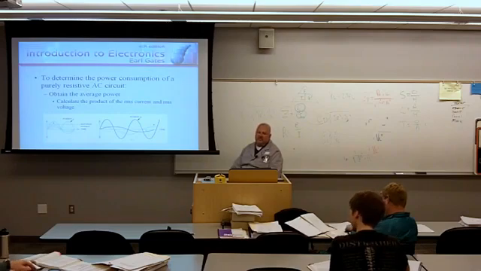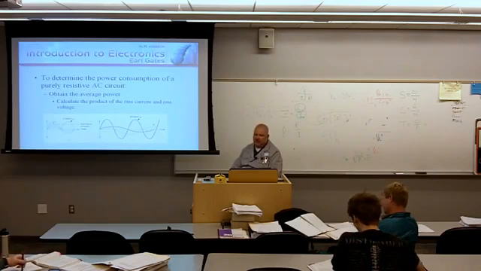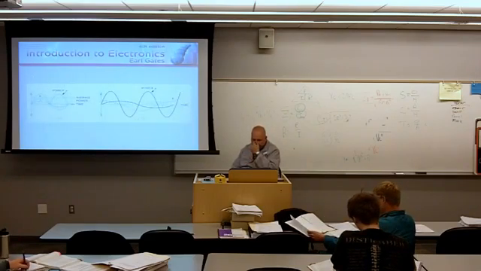To determine the power consumption of a purely resistive AC circuit, obtain the average power, calculate the product of the RMS current and RMS voltage. It's average power. Voltage times current, it's average power.